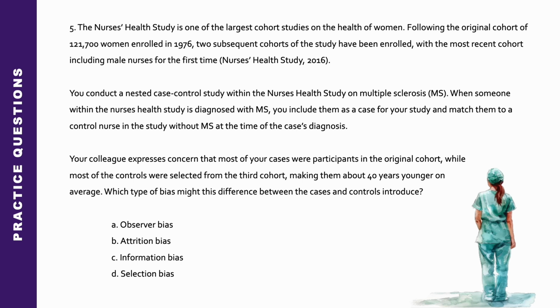Your colleague expresses concern that most of your cases were participants in the original cohort, while most of the controls were selected from the third cohort, making them about 40 years younger on average. Which type of bias might this difference between the cases and controls introduce?